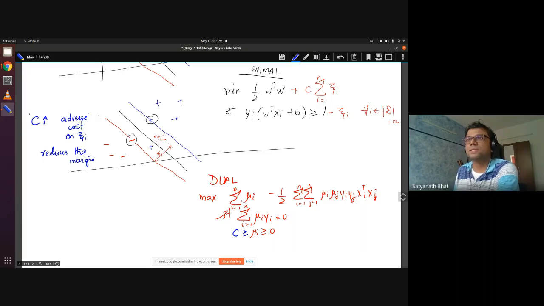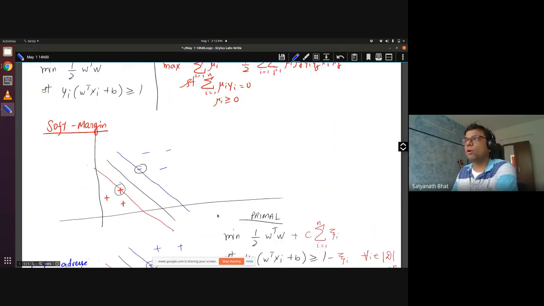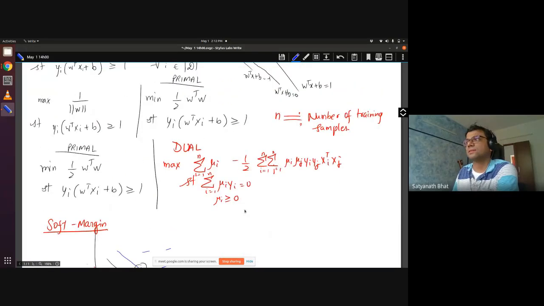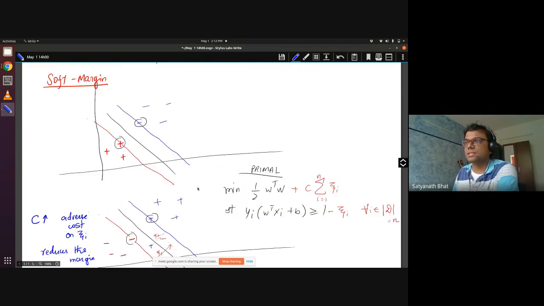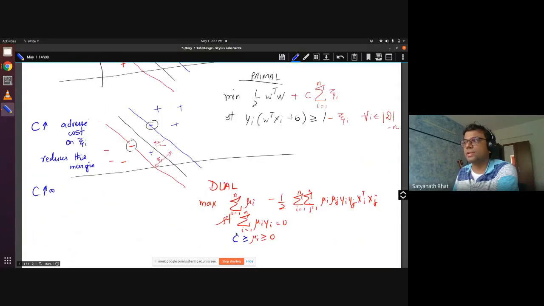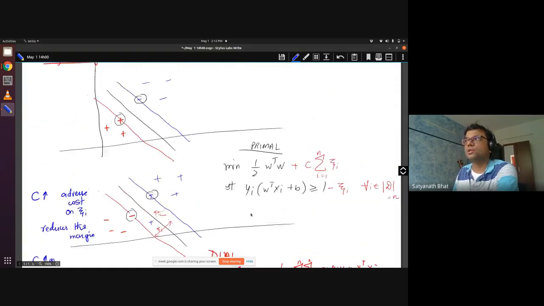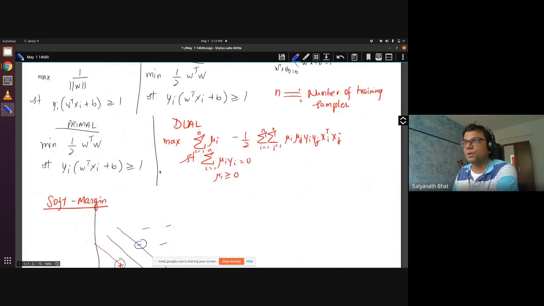I hope this is also easy enough to read. And if C tends to infinity, then in the dual problem, this becomes the dual problem of this case. If you see here, there is no upper bound. What does that mean? If there is no upper bound in a problem, it means that the mu_i's are allowed to take as large a value as possible. There is no restriction. So if you treat C as infinity, then that actually becomes the dual of this problem.